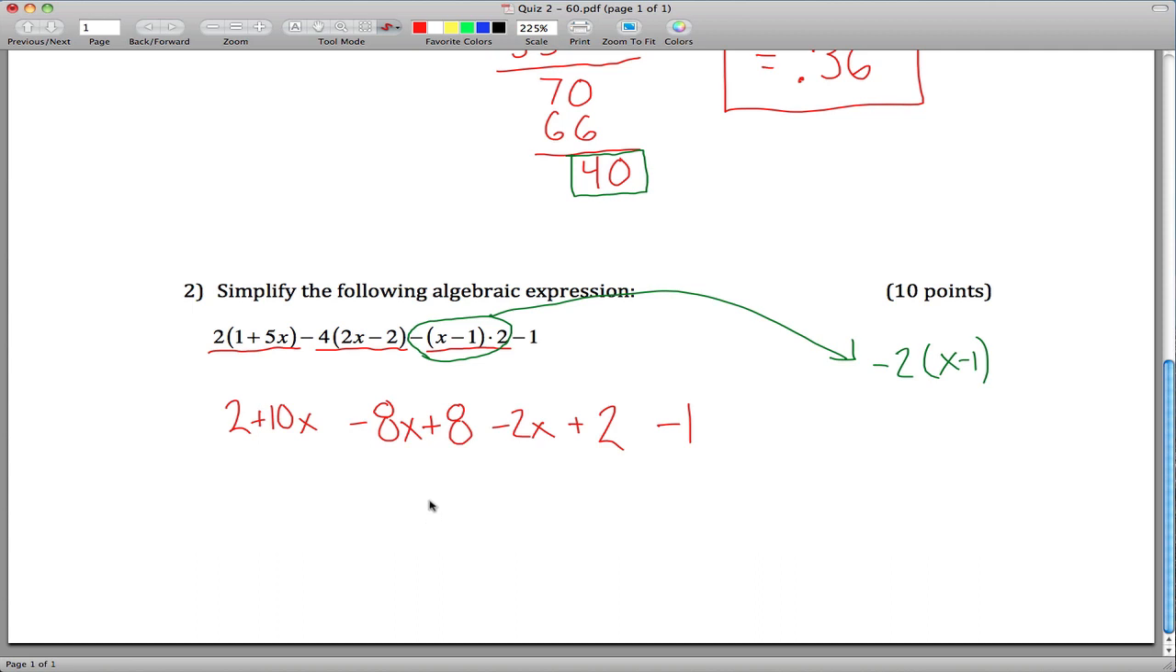The only thing that you need to do is combine like terms. So what we got, 10x minus 8x, and then minus 2 more x. So 10 minus 8 is 2, minus 2 more is just 0. So you end up with no x's. And then 2 plus 8 is 10, plus 2 is 12, minus 1 is 11. So all that just simplifies down to 11, this big mess. And that's the answer. That's the end of the second quiz.